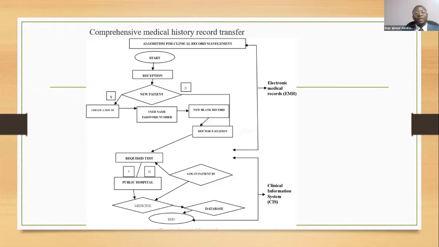Now, in this system, there is comprehensive medical history record transfer. This is an algorithm that demonstrates how all this goes and how it is pulled out from the central database.